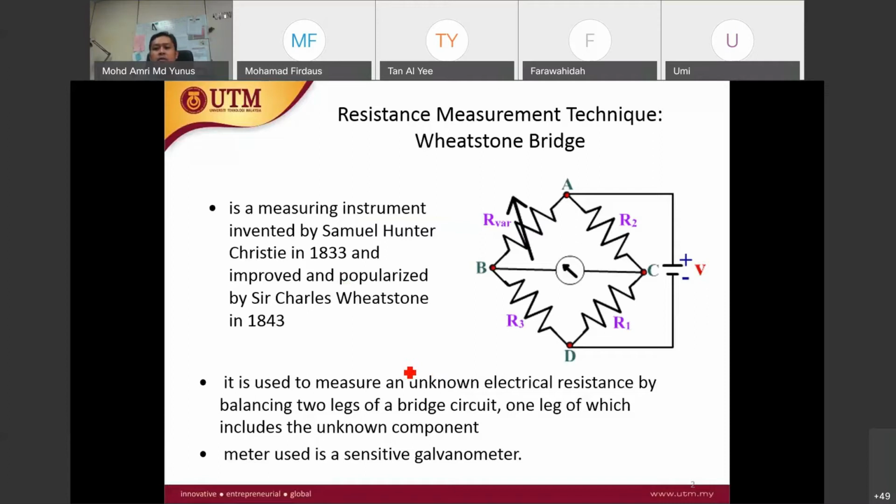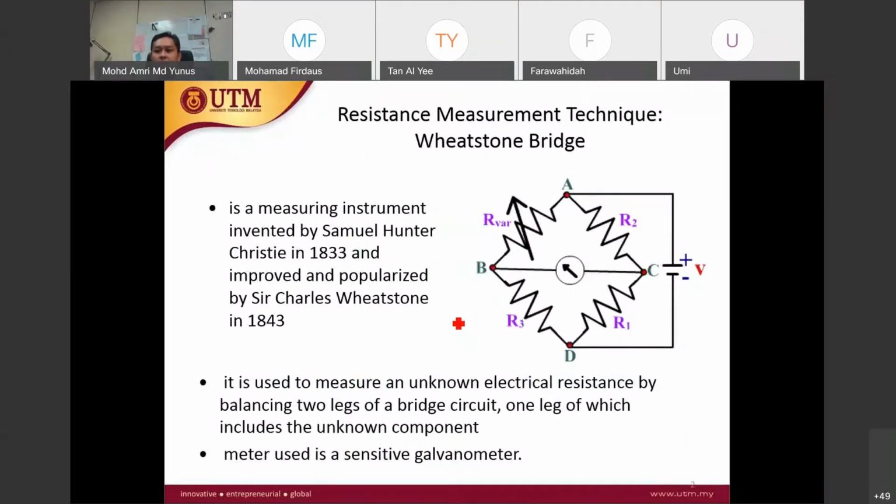The Wheatstone bridge basically looks like what you can see from the slide. It has four arms, A, B, C, D, and each arm has a resistor, either of known or unknown value. It is used to measure an unknown electrical resistance by balancing two legs of a bridge circuit, where one leg includes the unknown component. The bridge uses a sensitive galvanometer.